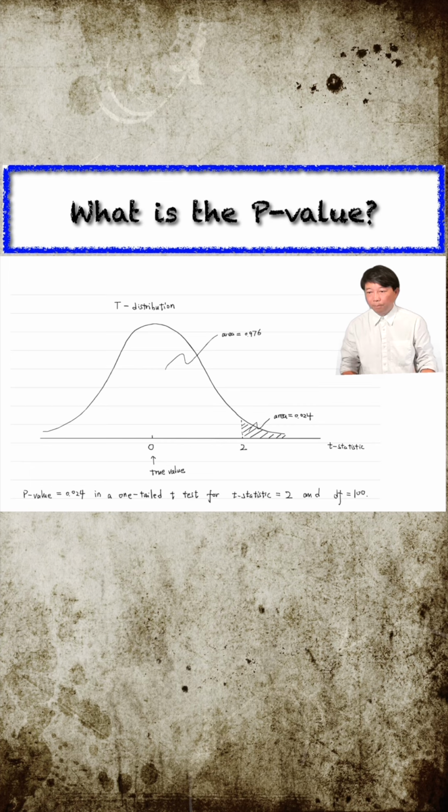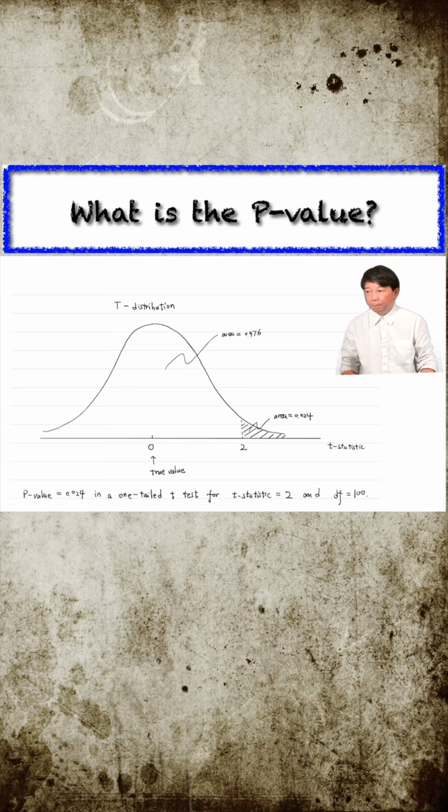0.024. It means we observe a t-statistic as large as 2 only 2.4% of the time if the null hypothesis is true. The p-value represents the area to the right of the t-statistic in a t-distribution. The probability of observing a t-statistic of 2 is only 2.4% if the true value is 0.